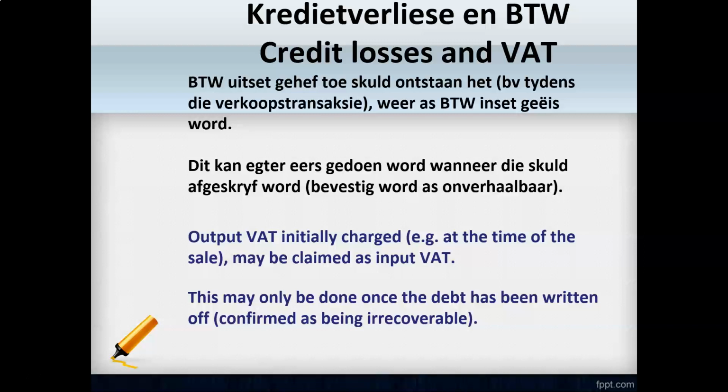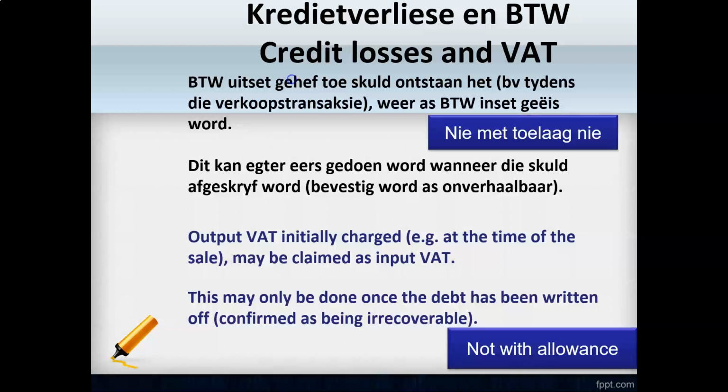Now that also then confirms what we originally said. Never ever in our income statement will any income or expense account include VAT. So there clearly our credit losses excludes VAT. However, this doesn't work the same with the allowance account.